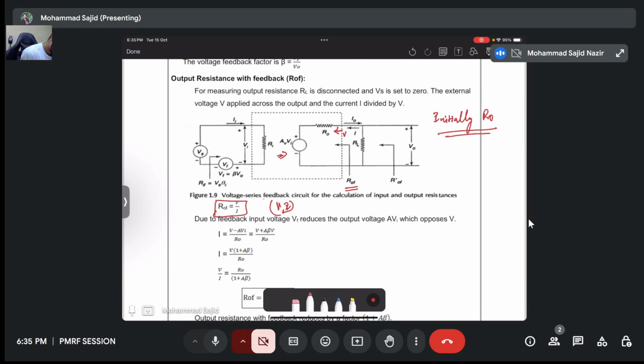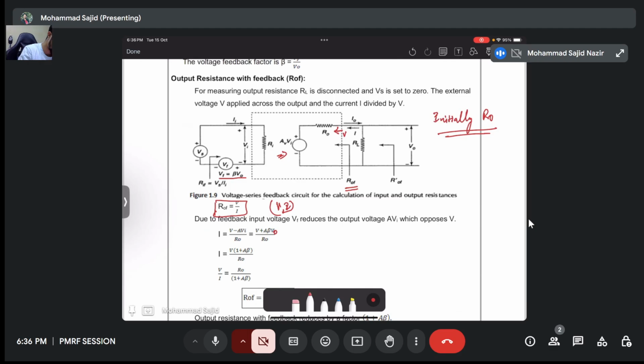And this AVi, we can see that I have a feedback voltage here in series, that is Vf is equal to β times V_o. So if I keep A the same, I have a signal of minus Aβ times V_o here. So this is βV_o.